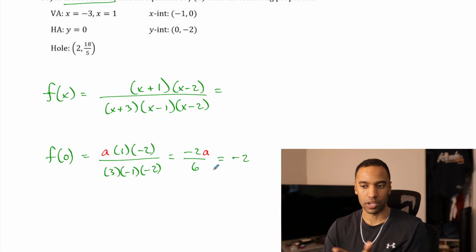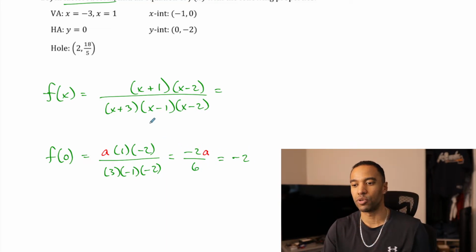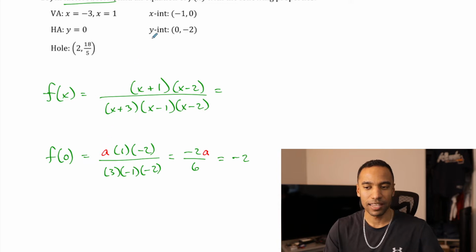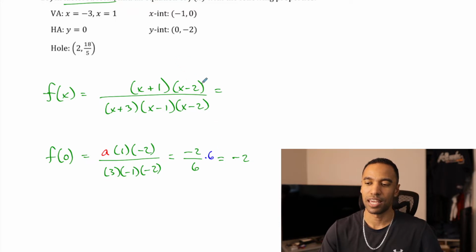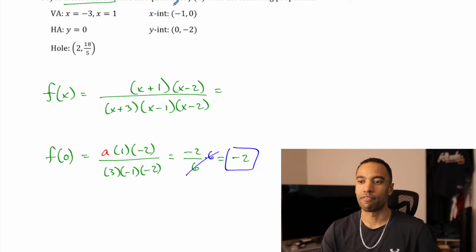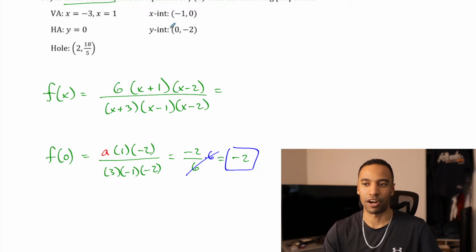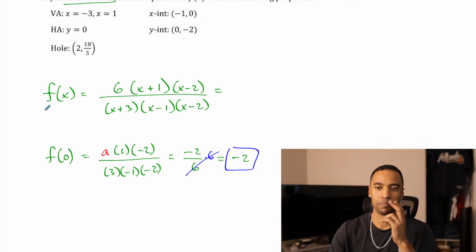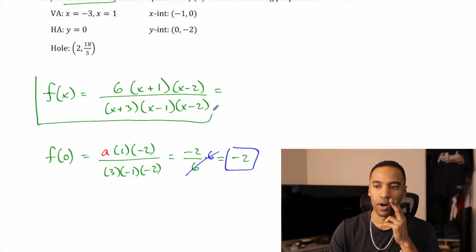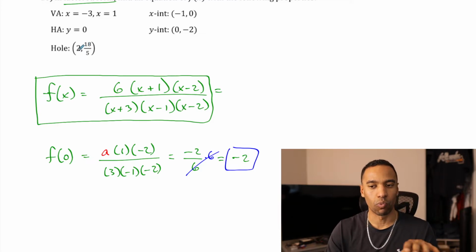Here's an algebra equation to solve it: multiply both sides by 6, and by negative 2. You can solve it that way, but we just need that number there. So that a value needs to be a 6. If this was a 6, negative 2 sixths times 6 is indeed negative 2, because those would cancel. So that takes care of the y-intercept. We're squared away with that. Now let's check and see if that hole would work in here.